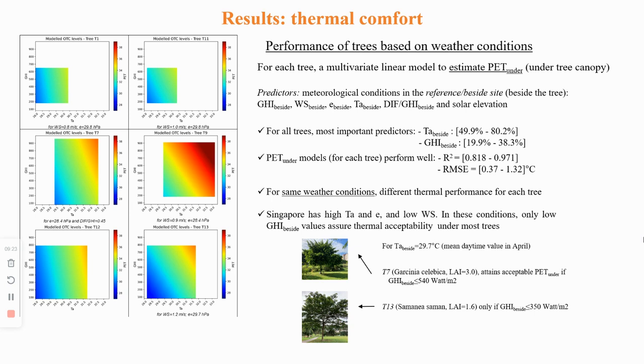we modeled PET as a function of the variables. We had primarily air temperature and then the global horizontal radiation, both beside the tree. So for each of them, we could make a map of GHI and air temperature, and then the PET is shown from low to high in the false colors. So T9 is the ficus, so it's mainly the hotter colors. It's hot, and ones that do better, you get the bluer colors. So that's a way of comparing trees over the same conditions.